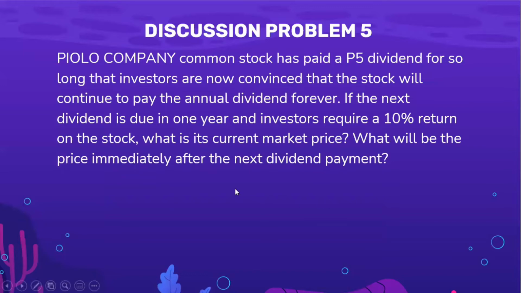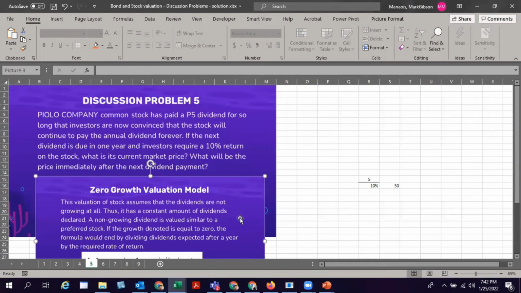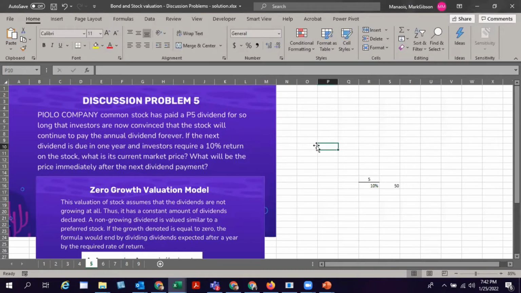So in discussion problem number 5, it says, if the next dividend is due in 1 year and investors require a 10% return on the stocks, what is the current market price? That's number 1. And then what will be the price immediately after the next dividend payment? So let me read the problem. Piolo Company's common stock has paid a 5 peso dividend for so long that investors are now convinced that the stock will continue to pay annual dividend forever. Oh, there's a forever here.